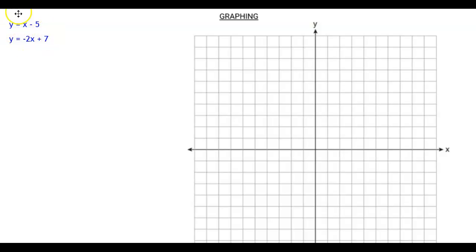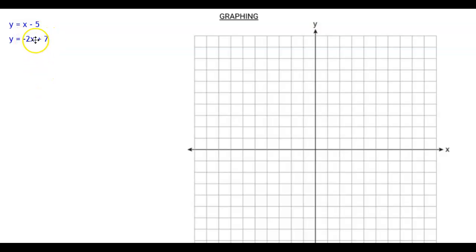There's an advantage to having the equations in slope-intercept form. The advantage is you know what the slope is and you know what the y-intercept is for both. You could use the substitution method here. You could say, since y is equal to x minus 5 and y is also equal to -2x plus 7, you could set x minus 5 equal to -2x plus 7 and then solve that way.